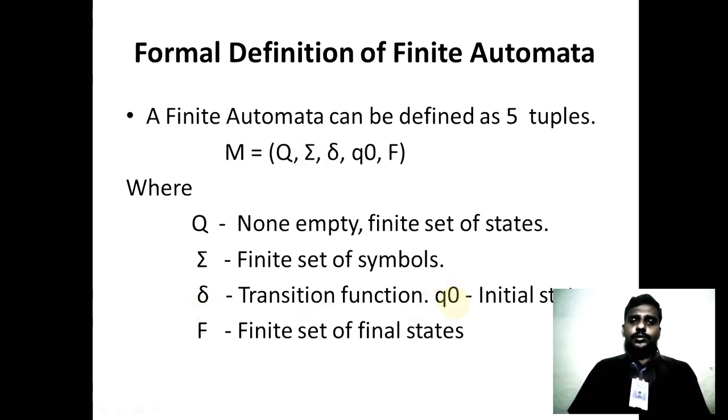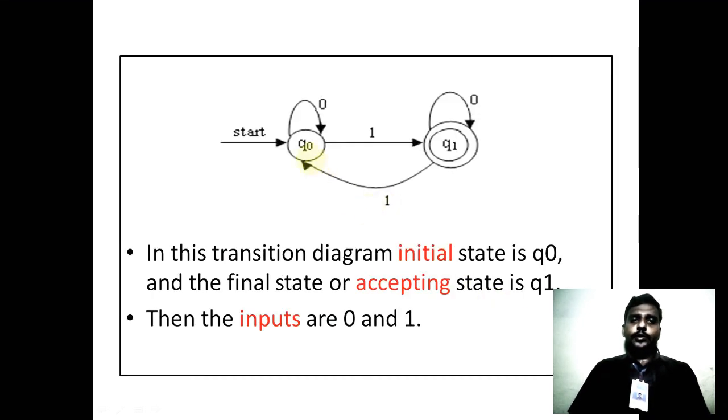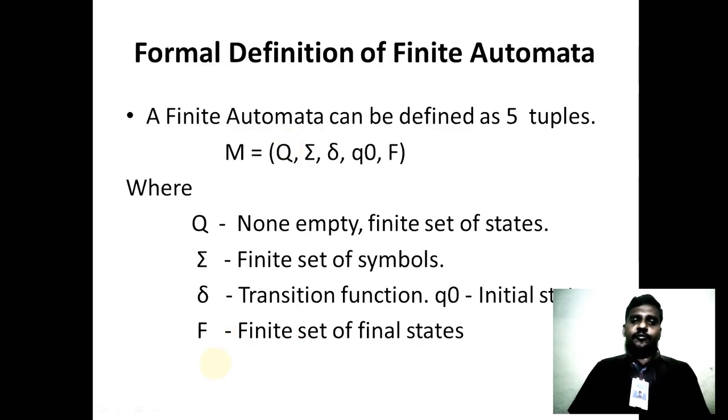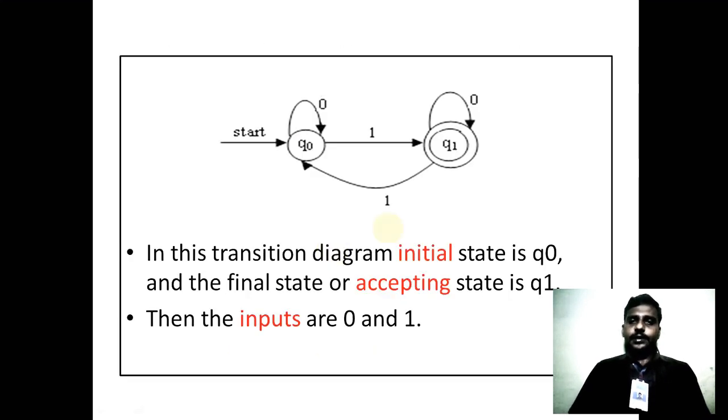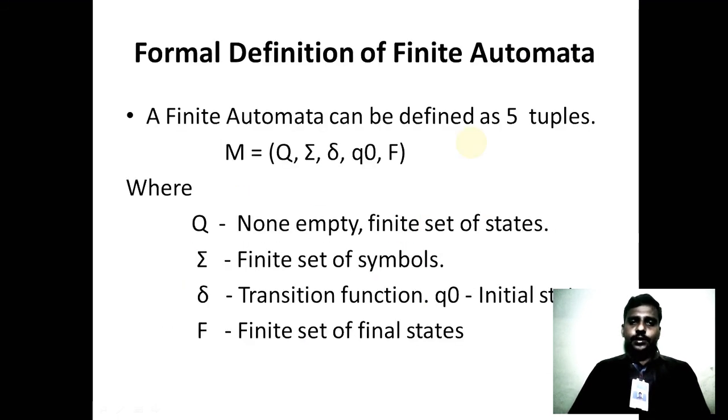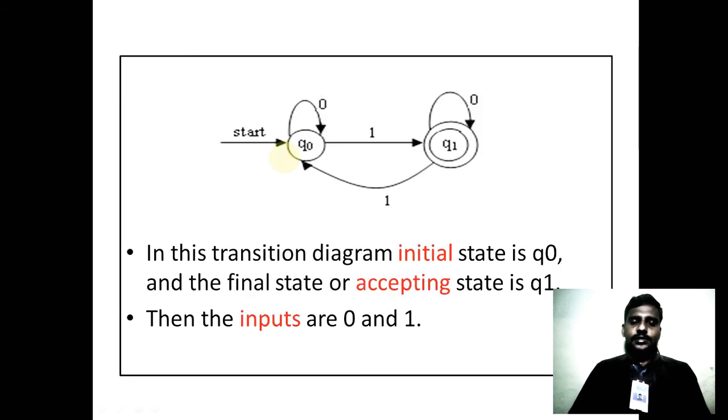And q0, q with suffix 0, that is the initial state. What is the initial state here? I told you q0, because it is the state with one arrow. And F is the final state. What is the final state here? q1, because it consists of a double circle. So I will ask you a question: whether a finite automata has these 5 tuples. Yes, I told you this is a finite automata.